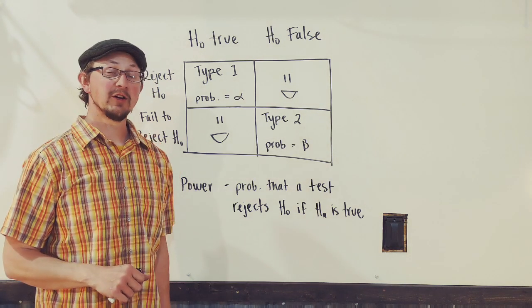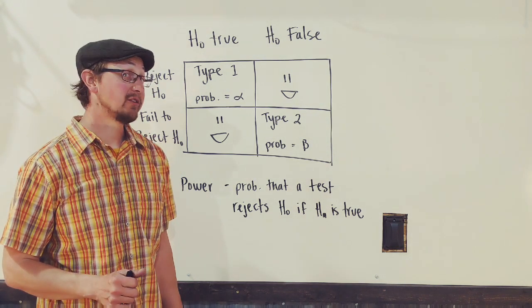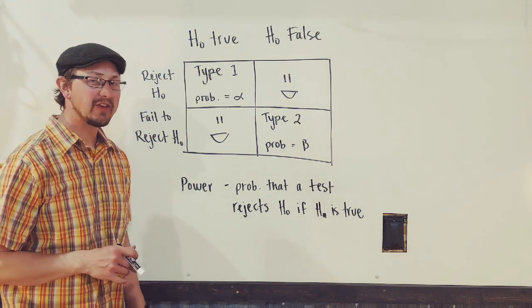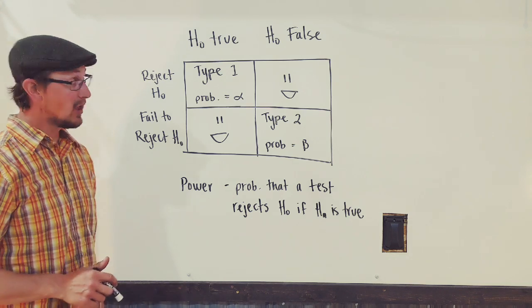Here's another way to look at type 1 and type 2 errors. The table kind of helps show us how everything squares up.